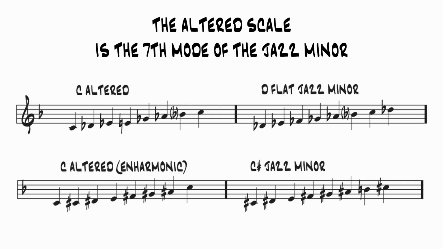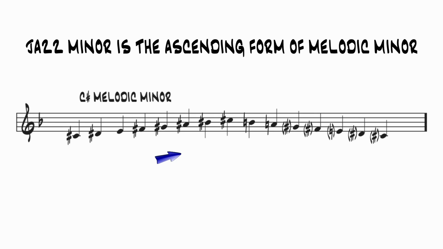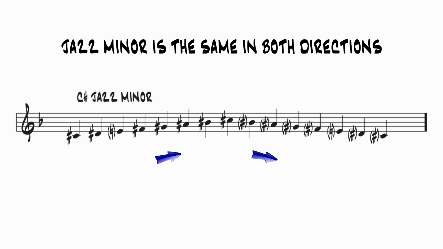Now let's talk about the altered scale as a mode of the jazz minor scale. C altered is the 7th mode of D flat jazz minor. They contain the same notes. The jazz minor scale is the simplest of all the minor scales. It's a major scale with a lowered third. In traditional or classical harmony, that would be the ascending form of the melodic minor scale. So this is sometimes called the jazz melodic minor. The difference would be that in jazz, the scale is the same in both directions.